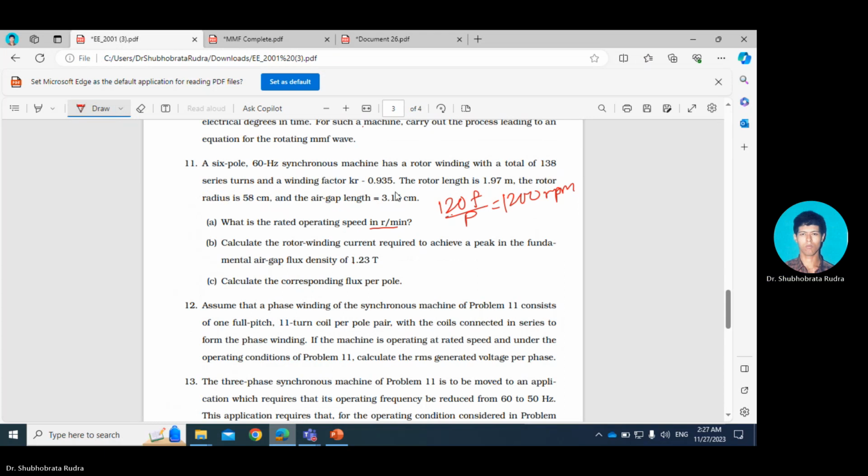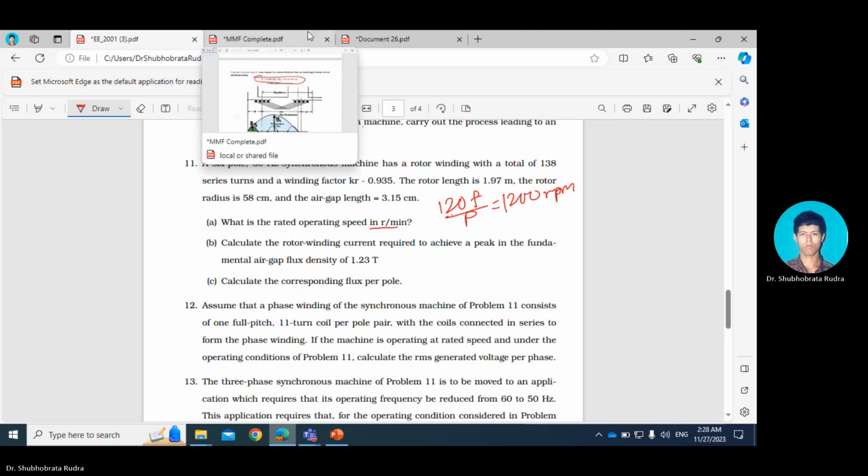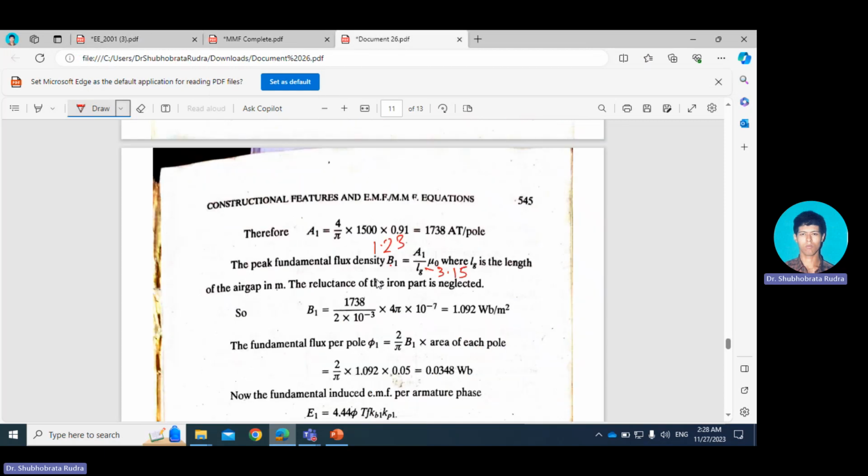Now, the other information, 1.97 and 58, where should that be placed? Here, to find out the total area. This one. Sorry, no, total area is not written here.